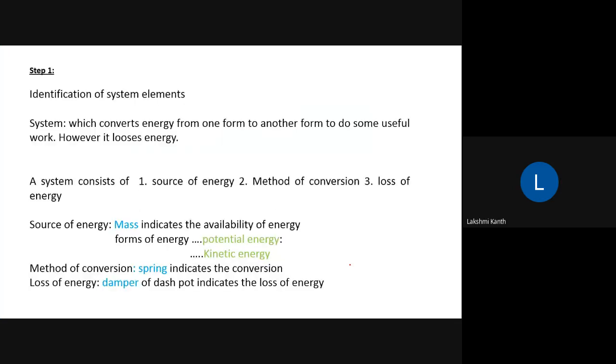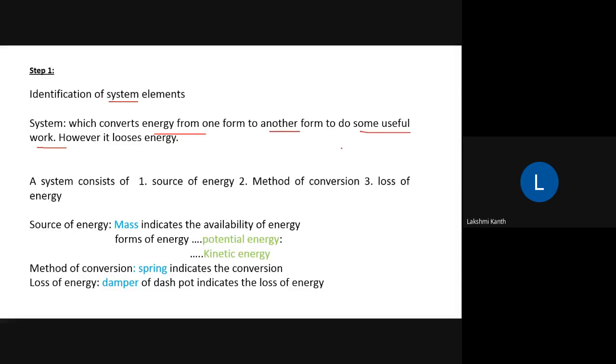So the first step, this is step one. Somehow there is an in-depth discussion, right? Step one tells identification of the system elements. Okay, here there is one term called the system. Then what is meant by system? System is nothing but which converts one form of energy into another form. With the help of that conversion, it always performs some useful work. Useful work, that is important.